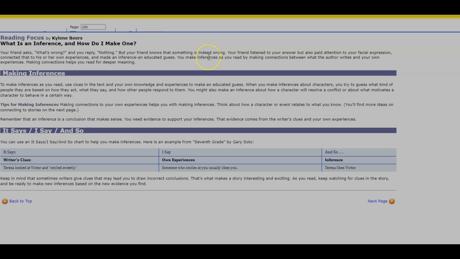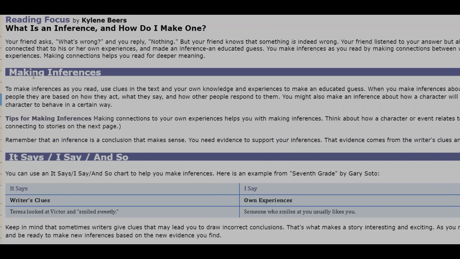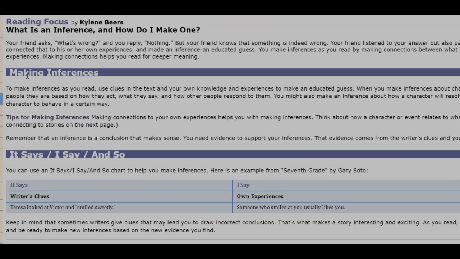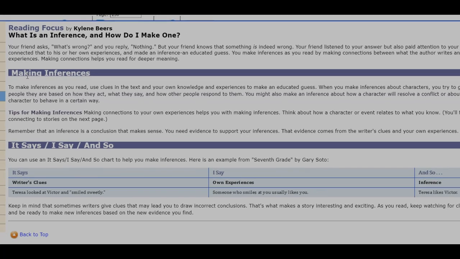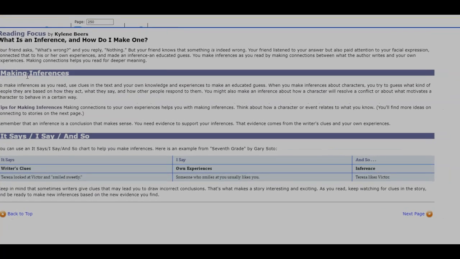You make inferences as you read by making connections between what the author writes and your own experience. Making connections helps you read for deeper meaning. Making inferences. To make inferences as you read, use clues in the text and your own knowledge and experiences to make an educated guess.